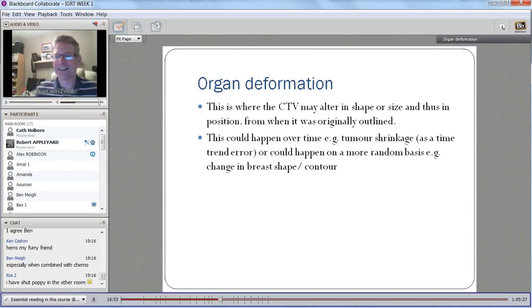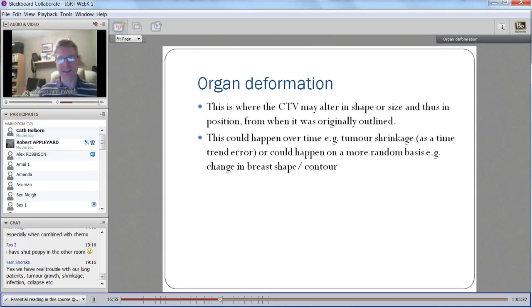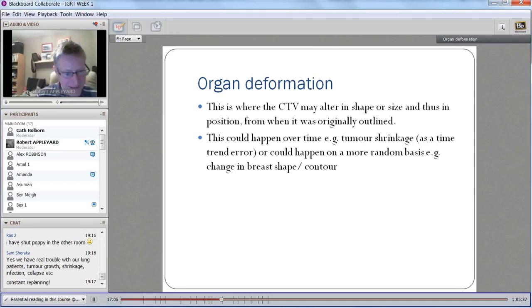Yes, so in some circumstances, the effects of organ deformation can have a fairly substantial impact on the accuracy and reproducibility of treatment. And it's good to see some people commenting here on the impact of all these things. We'll look at these issues as we go through the course.